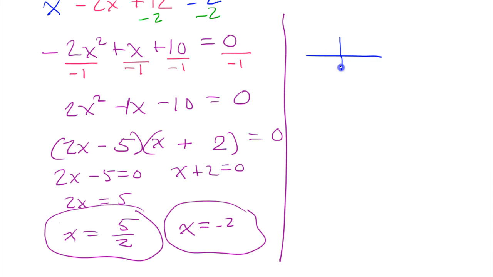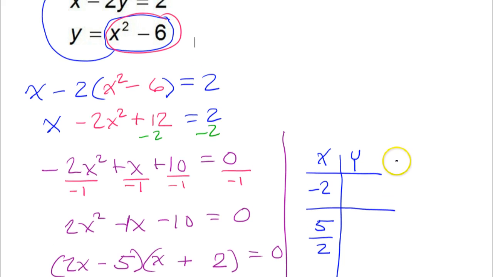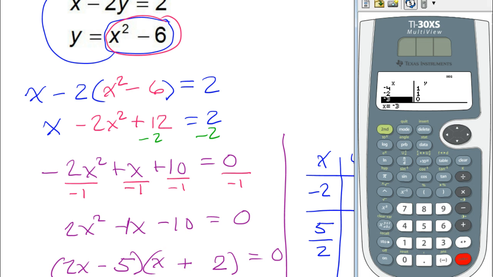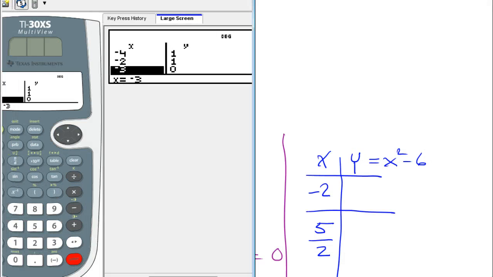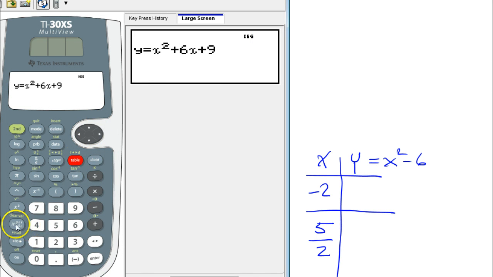Okay, so I'm going to make a chart. Okay, so these are the two x's I have. I have negative 2, and I have 5 over 2. Now I need the y values that go with them. All right, but I already know that y equals x squared minus 6. So I can either start plugging in these x's and square them and subtract 6, or I can use my calculator to help me. Okay, so I could just type in x squared minus 6.